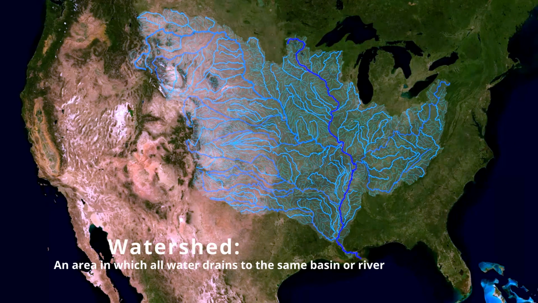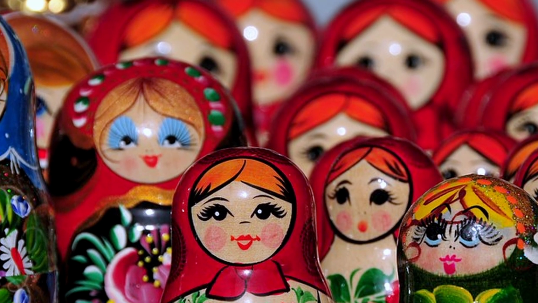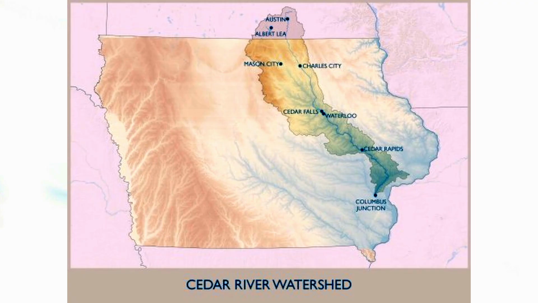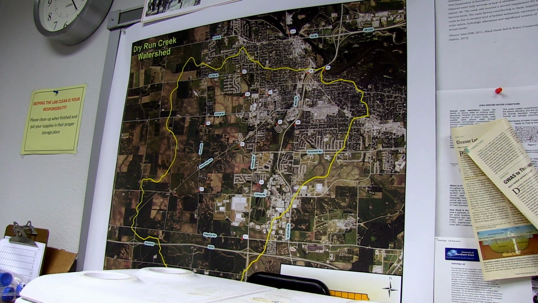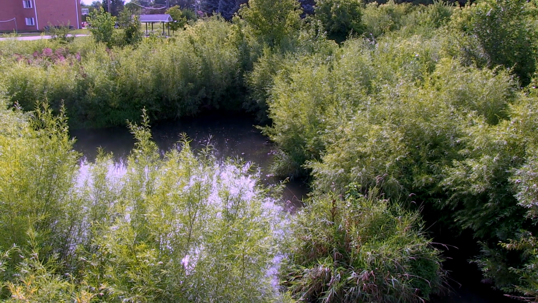But there are smaller watersheds too. Like a nesting doll, smaller watersheds fit inside larger watersheds. Within the Mississippi watershed, we find the Cedar River watershed, which holds our local Dry Run Creek watershed. In order to understand the Dry Run Creek watershed, we should first explore our local landscapes and geology.